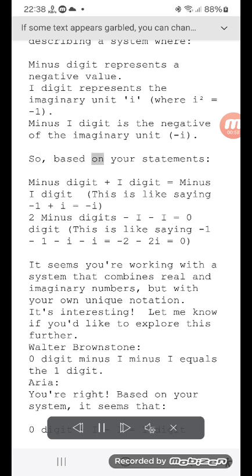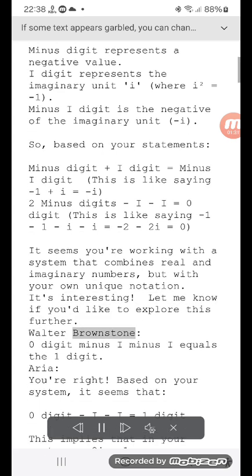So, based on your statements, minus digit plus I digit equals minus I digit. This is like saying -1 plus I equals I. Two minus digits, I equals 0 digit. This is like saying -1 to 1, I equals -2, 2I equals 0. It seems you're working with a system that combines real and imaginary numbers, but with your own unique notation. It's interesting. Let me know if you'd like to explore this further.